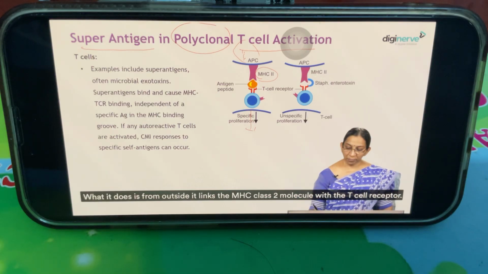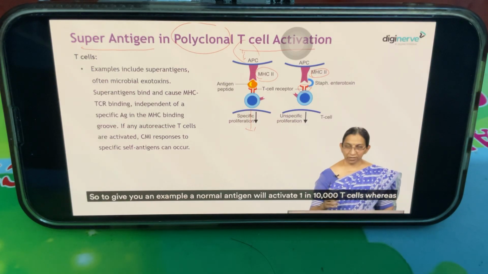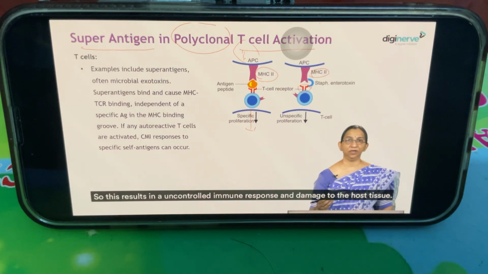What it does is, from outside, it links the MHC class 2 molecule with the T cell receptor. So you get a massive activation of the T cell, which is non-specific. So to give you an example, a normal antigen will activate 1 in 10,000 T cells, whereas a superantigen can activate 1 in 5 T lymphocytes. So this results in an uncontrolled immune response and damage to the host tissue.